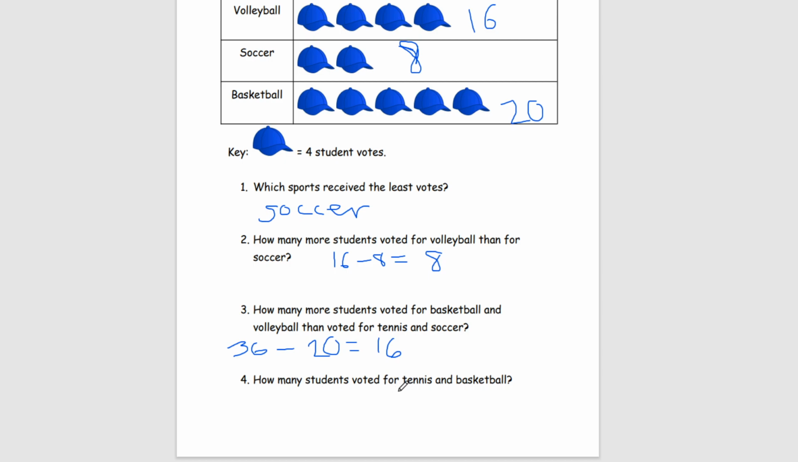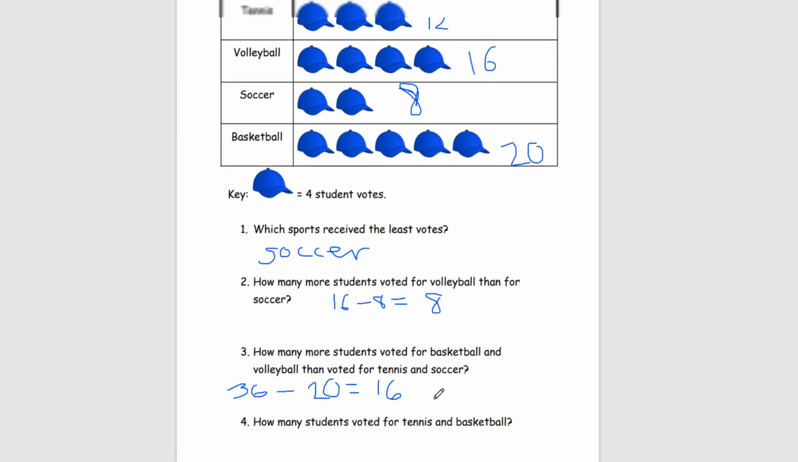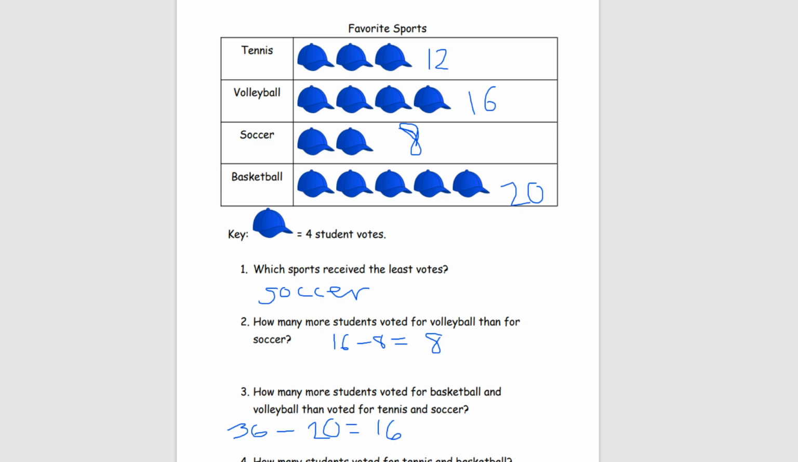And lastly, how many students voted for tennis and basketball? We know that 20 students voted for basketball and 12 voted for tennis. So we can add these up and we get 32 students voted for both of them.